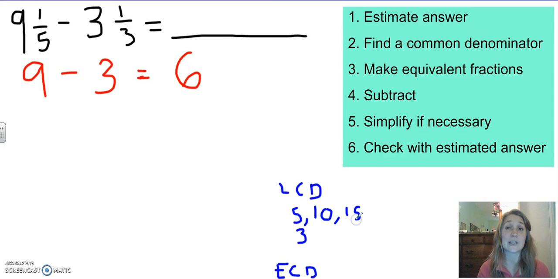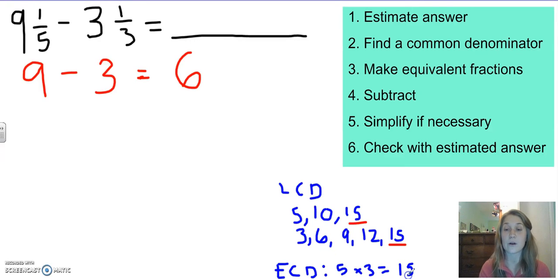I'm going to stop there because I think I just found it, but let's make sure. 3 times 1 is 3, 3 times 2 is 6, 3 times 3 is 9, 3 times 4 is 12, and 3 times 5 is 15, and there is my least common denominator. 15 and 15, multiple of both 5 and 3. Looking at my easiest common denominator, remember all I do is multiply my two denominators. 5 times 3 equals 15. So whether I use the least common denominator or the easiest common denominator, for this problem, that denominator is going to be 15. Moving on to step 3, we're going to make equivalent fractions.